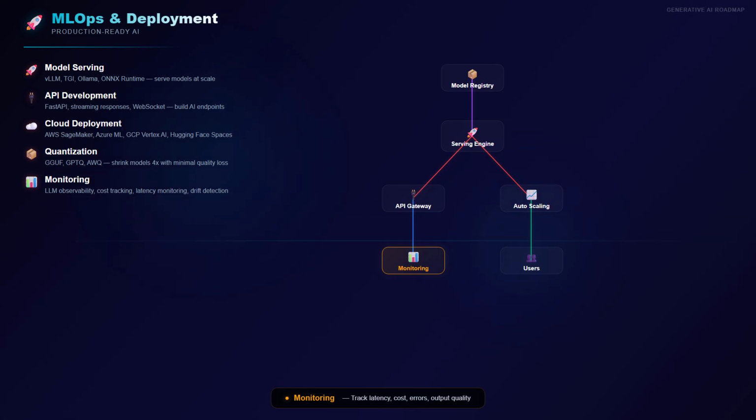Monitoring is essential. Track latency, token usage, cost per query, error rates, and output quality. Detect model drift and hallucinations. Tools like LangSmith, Weights and Biases, and Prometheus help you observe your AI in production.